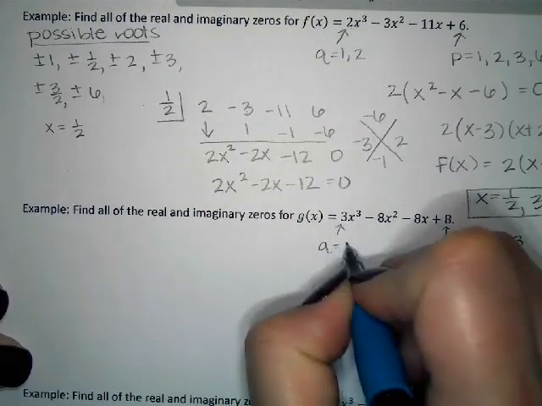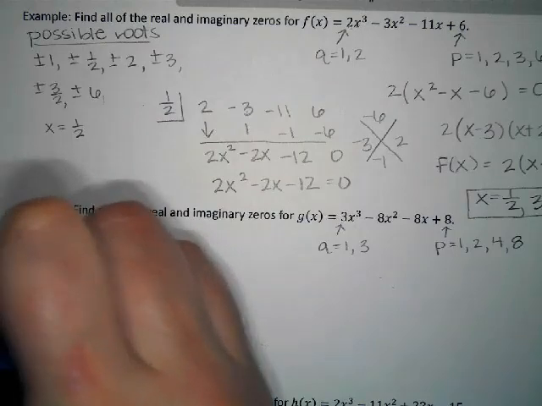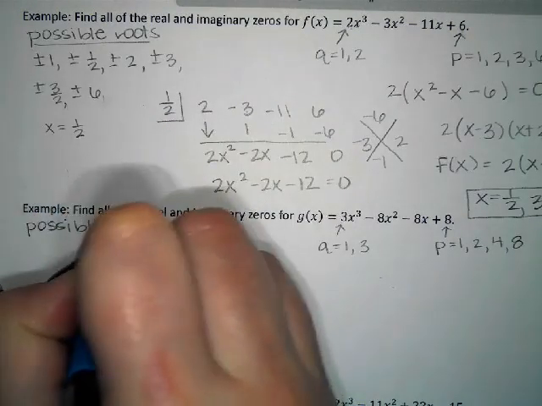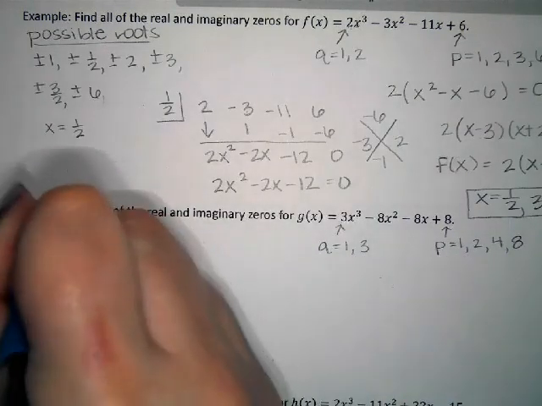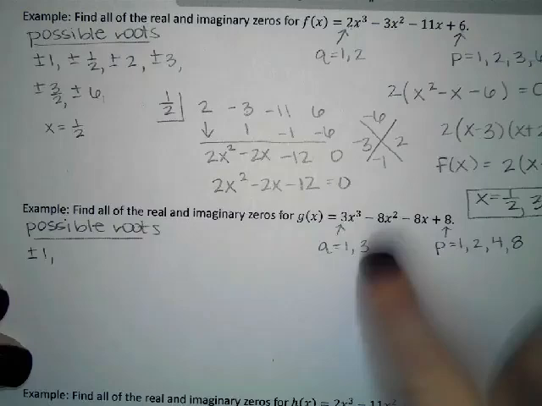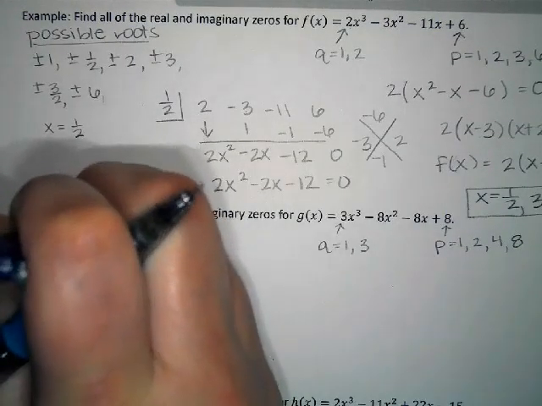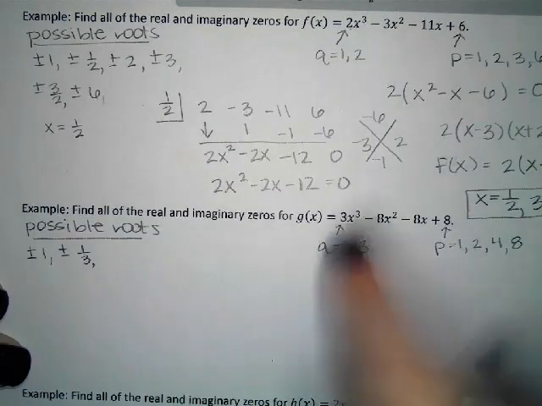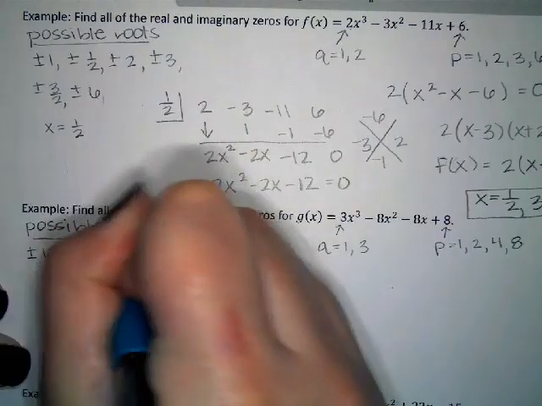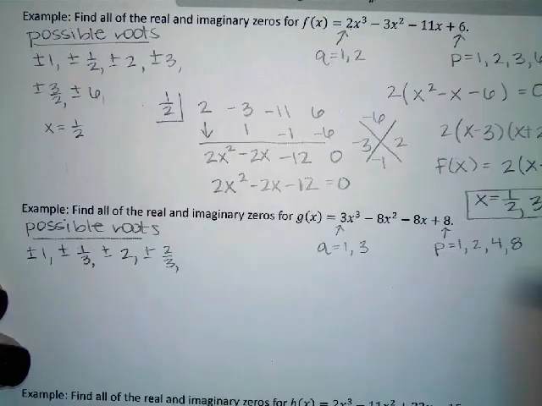1 divided by 1 is 1. 1 divided by 3 is 1/3. 2 divided by 1 is 2. 2 divided by 3 is 2/3. 4 divided by 1 is 4. 4 divided by 3 is 4/3. 8 divided by 1 is 8. 8 divided by 3 is 8/3.